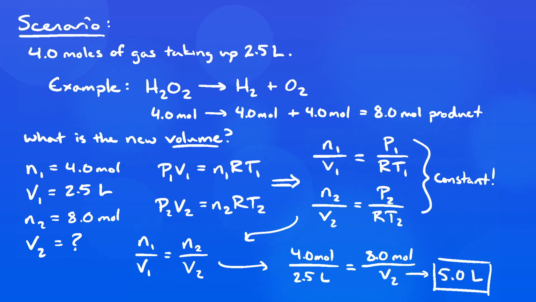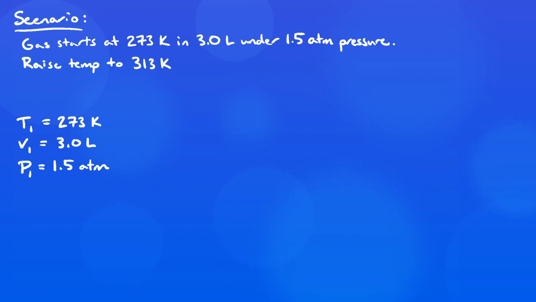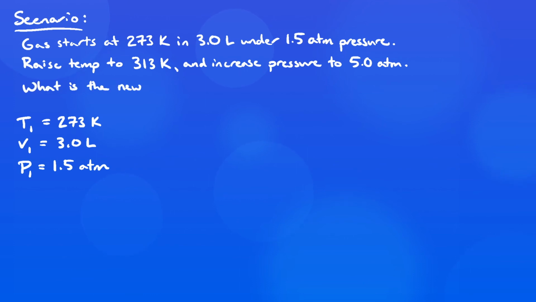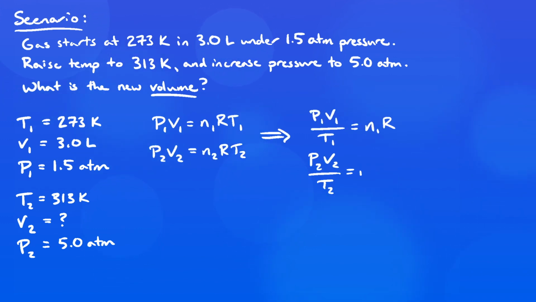One more example before we finish up. Say we have a gas that starts at 273 Kelvin in a 3-liter balloon under 1.5 atmospheres of pressure. This time, we raise the temperature up to 313 Kelvin, and we also increase the outside pressure to 5 atmospheres, and we want to know the new volume. We can do the same thing again here. Let's write the ideal gas law, and move it around so that all the changing stuff is on one side, and all the constant stuff is on the other side.